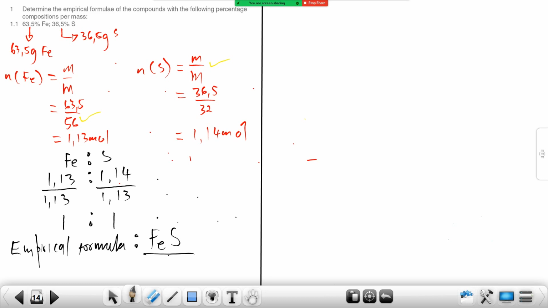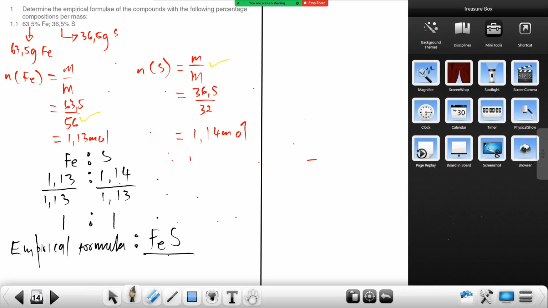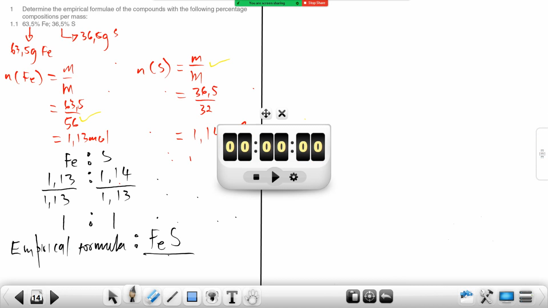So I will pause a bit and give you something like 10 seconds for you to ask anything related to the empirical formula. If there's anything that you want to ask for the next, let me make it 15 seconds.